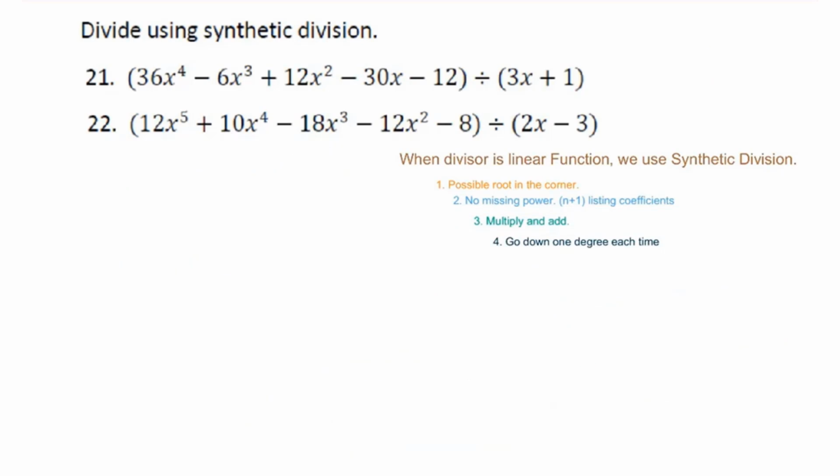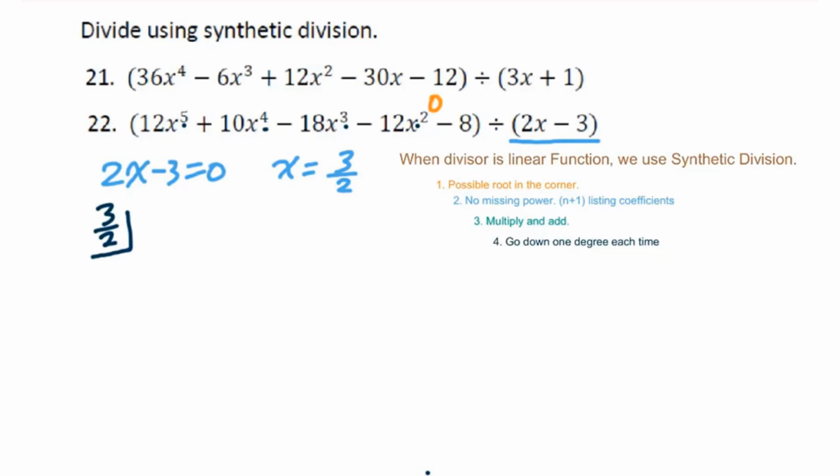One more example. For 22, we have 2x - 3. So we set up 2x - 3 equals 0. x equals 3/2. So possible root in the corner. Then no missing power. 5, 4, 3, 2. We need a 0x here. So we list all coefficients. That is 12, 10, negative 18, negative 12, 0, negative 8.